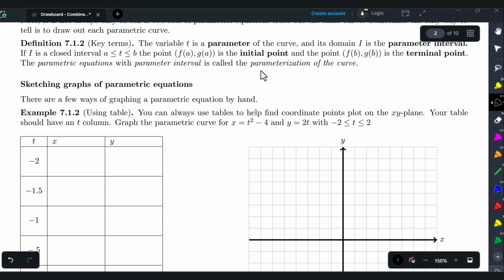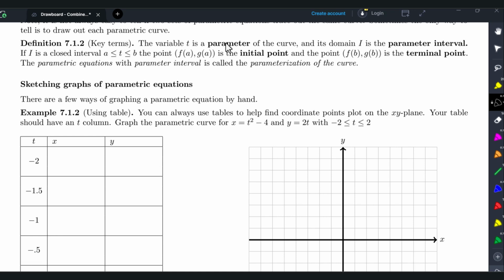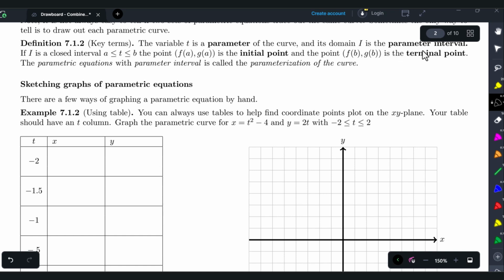So we begin with the terminology of a parameter. That t variable is our parameter and is usually defined over an interval of real numbers. We call that the interval of the parameter. If it's a closed interval, it has a definite real number beginning and a definite real number end.